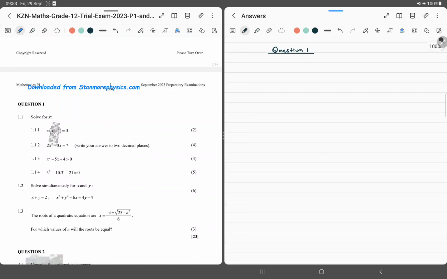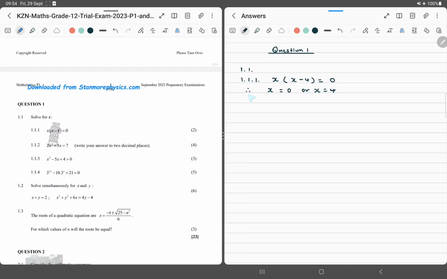Okay, let's just sort this one out. So question 1, we are dealing with quadratics in different formats from the previous grades, right? So this is 1.1, 1.1.1. We're given x into x minus 4 is equal to 0. Okay, this one is already factorized nicely, so this means x is going to be equal to 0 or x is going to be equal to 4.